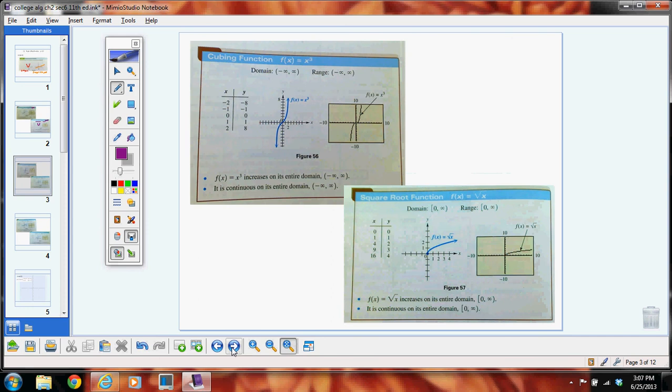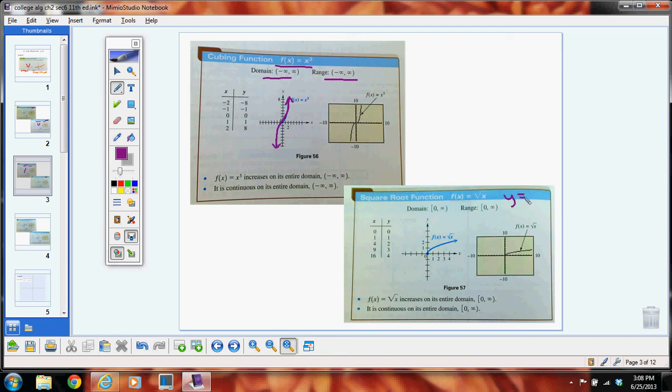The next one you need to know is the cube one, x cubed graph. Okay, the x cubed graph looks like this. We don't use that one as often, but we do sometimes. The domain and range of that are going to cover all the x's and all the y's, so it's negative infinity to positive infinity.